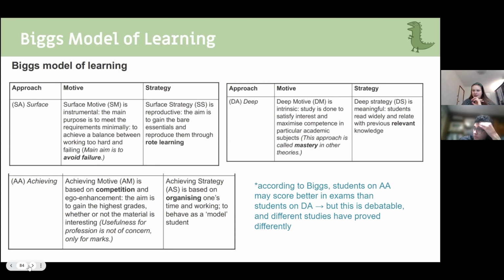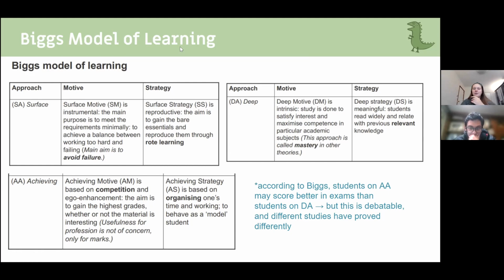All right, now I have a bunch of models that sometimes come up. The first model is Biggs' model of learning. Biggs told us that there are 3 levels. There's surface, achieving, and deep. Surface is just rote learning. Achieving is based on competition. So your rote learning stuff maybe, but you're also trying to be better than everyone else. And deep is you're trying to master a topic.